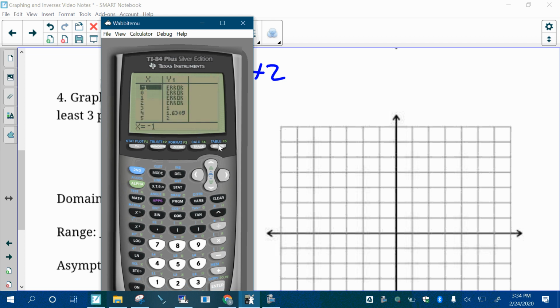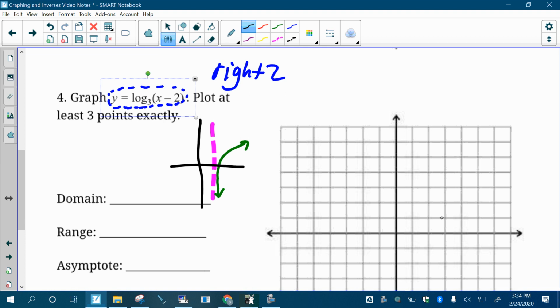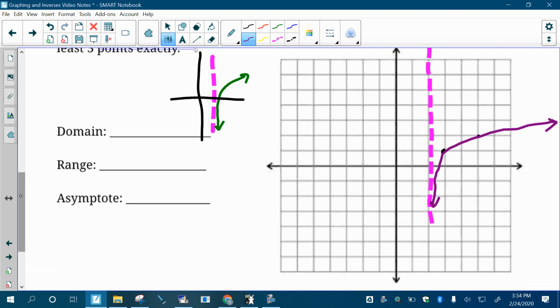So go to the table, grab some nice points. 3, 1, 5, 2, 11, 3. And again, I have to kind of know that it moved right 2, so I know to put the asymptote at x equals 2. So my graph looks like this, and it should be smooth. My hands are just shaky. That happens when you get old.